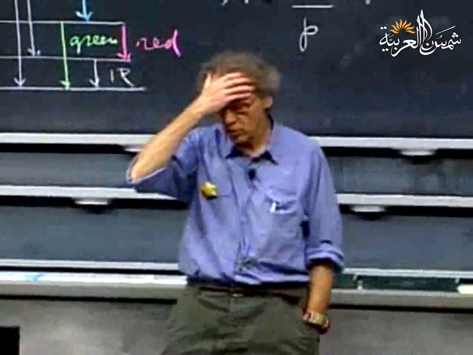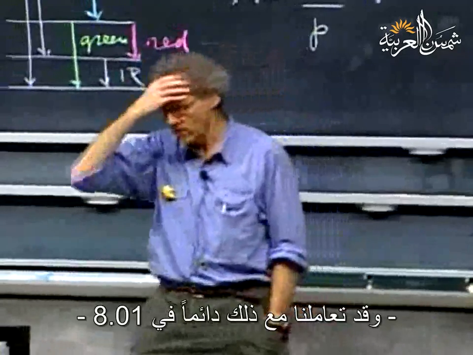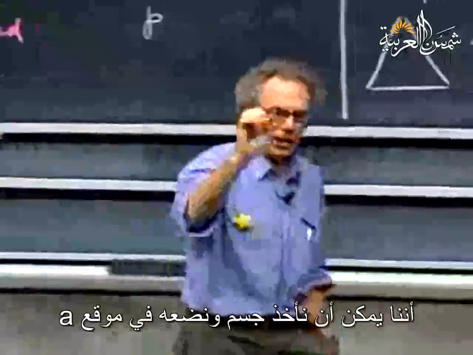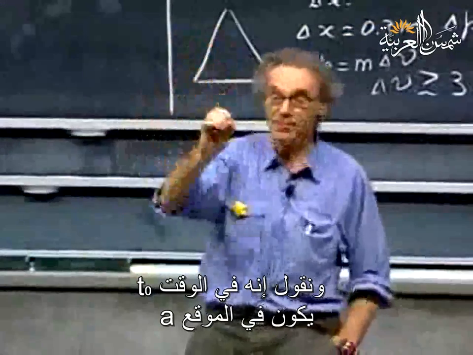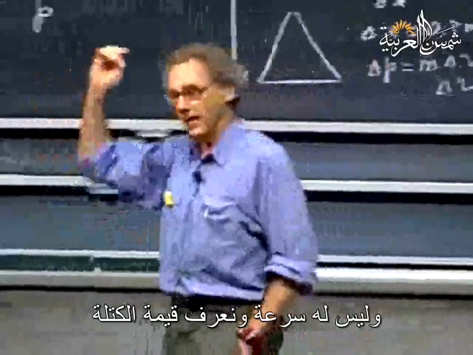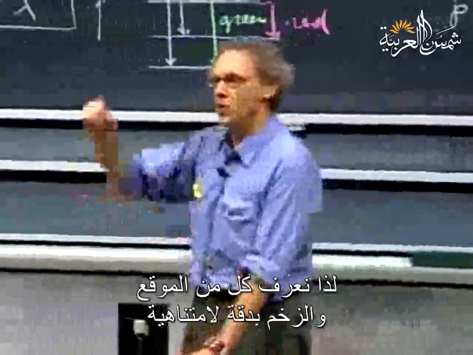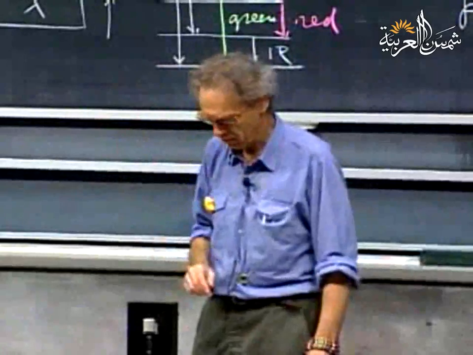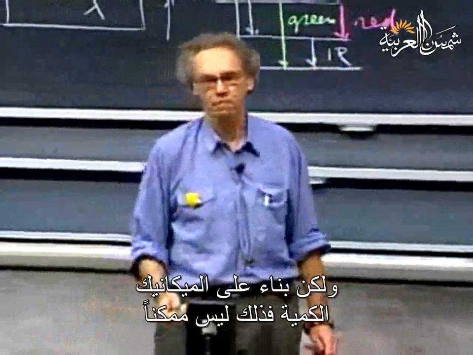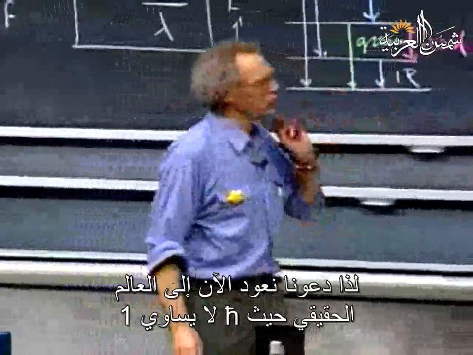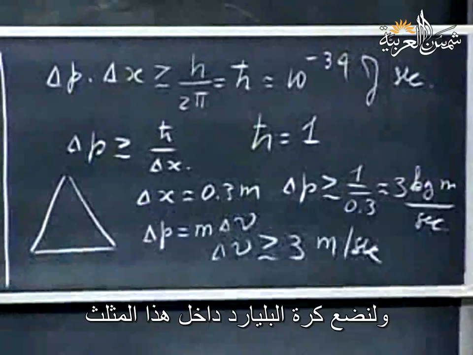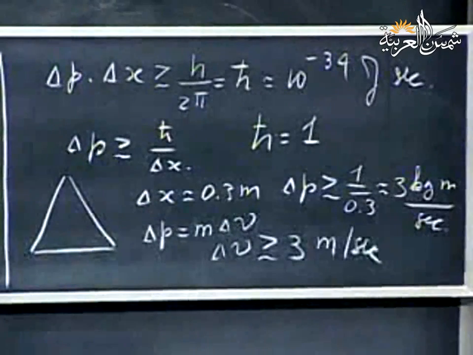non-classical idea, because you and I would think, and we've always dealt with that in 801, that you can take an object and place it at location A, and we say at time t0 it is at A and it has no speed, and we know the mass. So we know both the momentum and the position to an infinite accuracy. But according to quantum mechanics, that's not possible. So let's now return to the real world, where h bar is not 1, but where h bar is 10 to the minus 34. And let's now put a billiard ball inside this triangle.